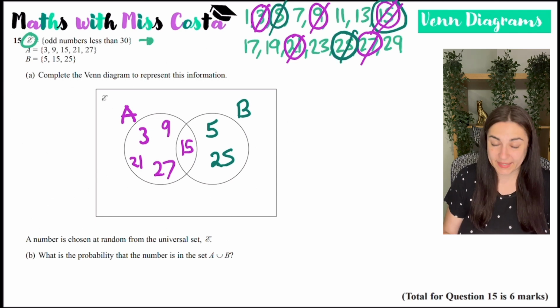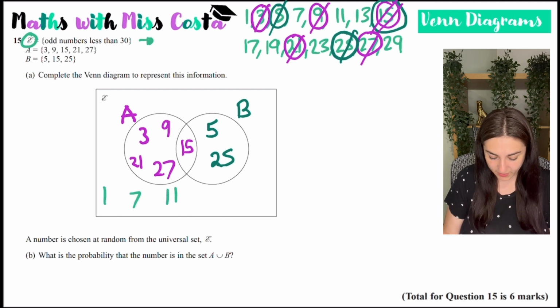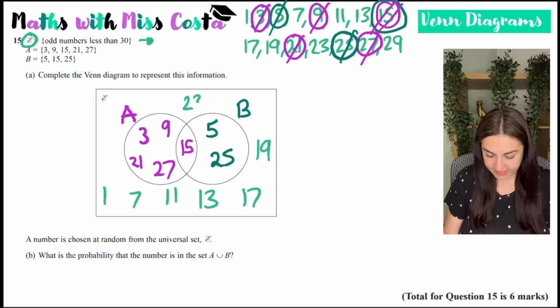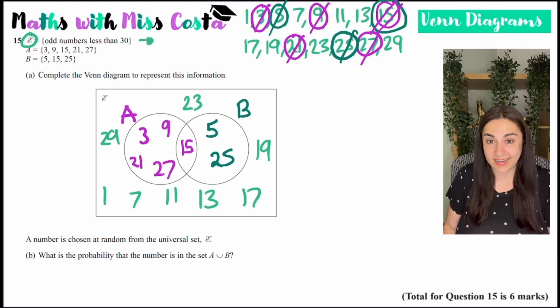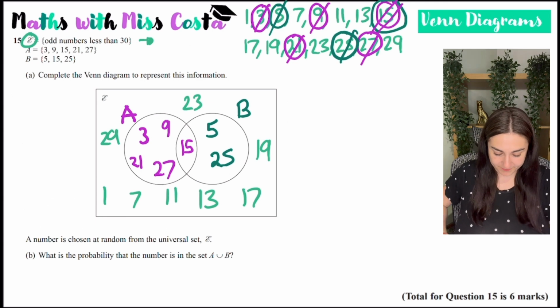And then what I have to do is any numbers that are left over, I write on the outside. So here I would write 1, 7, 11, 13, 17, 19, 23, and 29. Anything that doesn't fit inside of your little circles, you write on the outside.